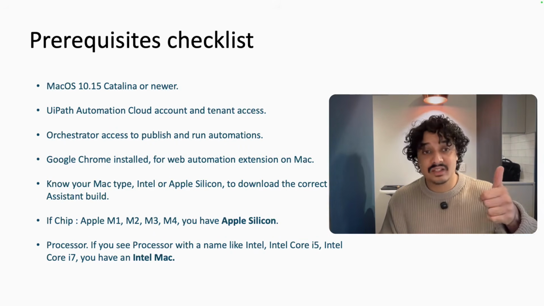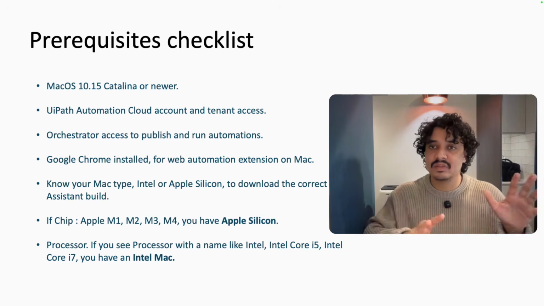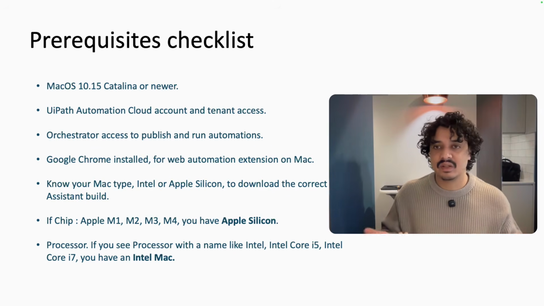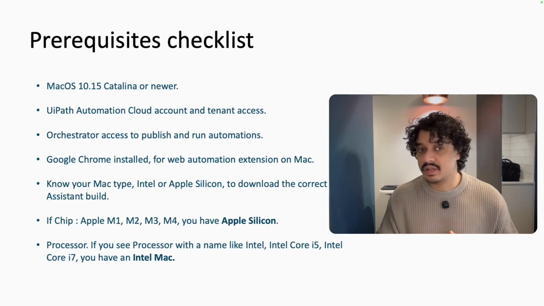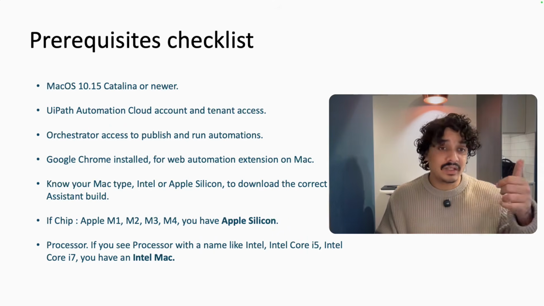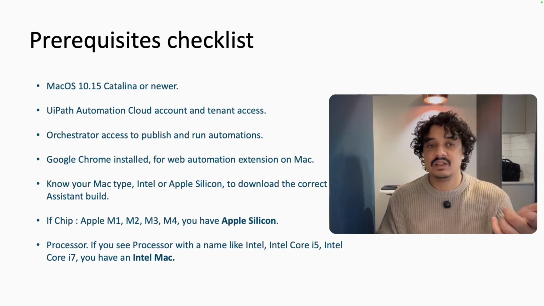So the first thing is you need to have all of this, more or less. You should have it. If not, then we are going to do it anyway. But these are the prerequisite checklists that we require. Now, first thing, let me quickly show you how you can check your Apple chip.